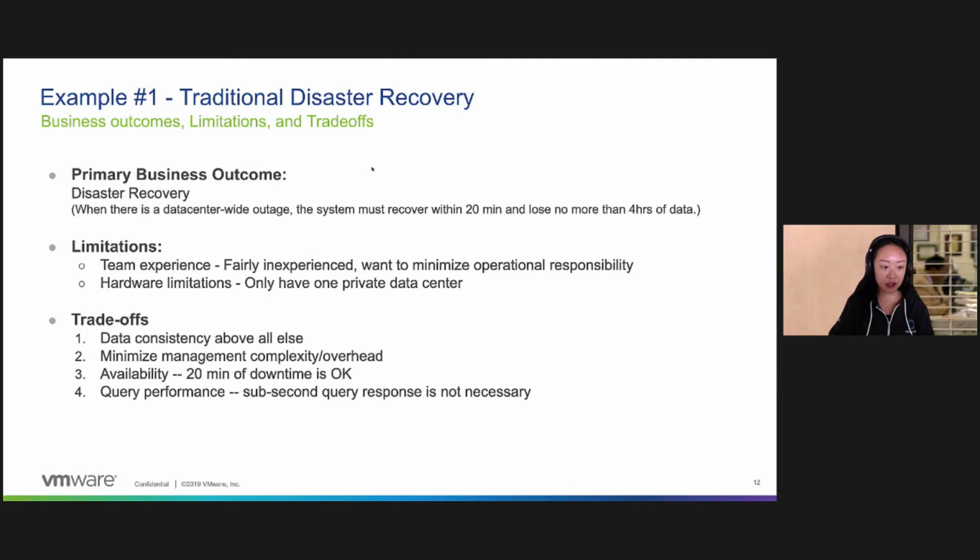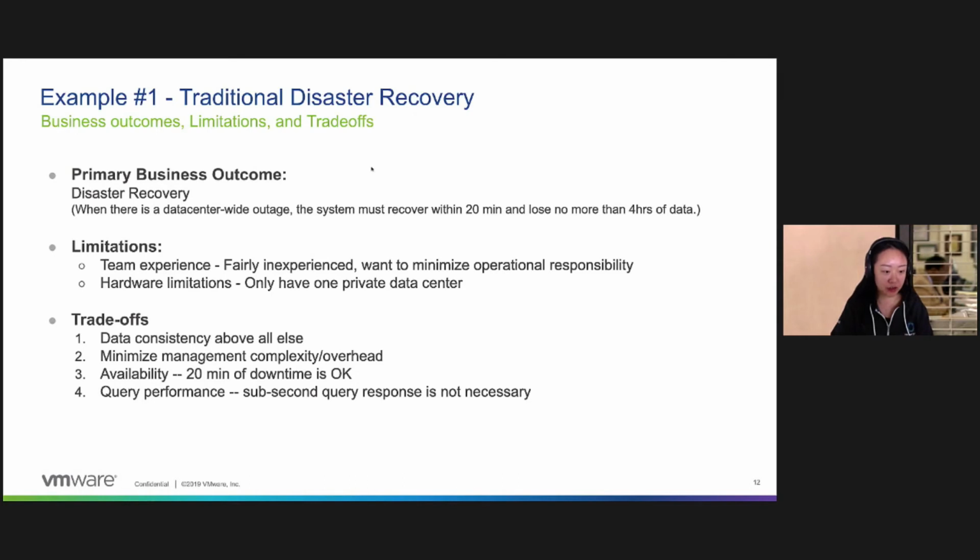And then secondly, hardware limitations. They currently only have one private data center. And just given the time constraints and the budget that they have, it might not make the most sense to acquire hardware and install a second data center for the sake of this single application.